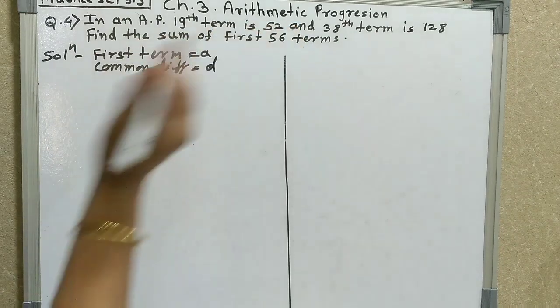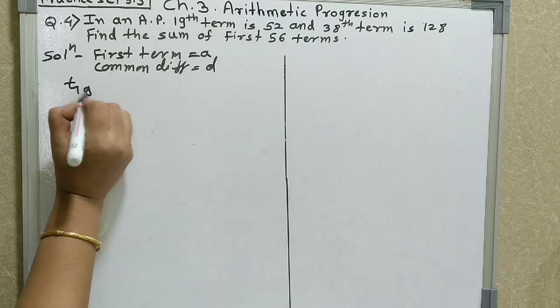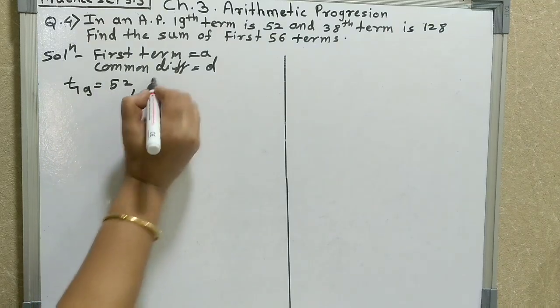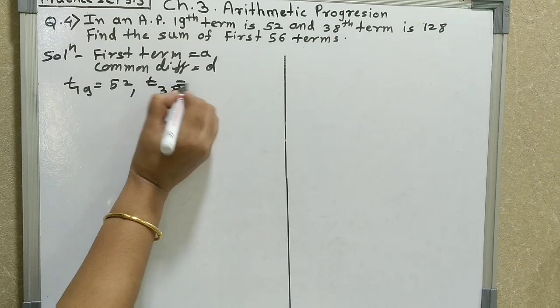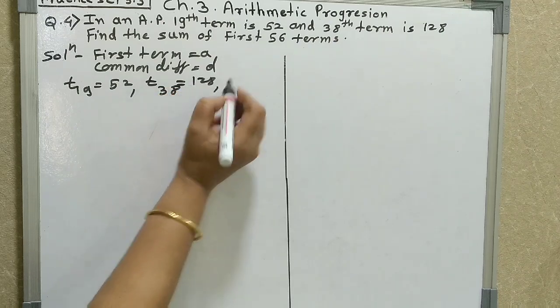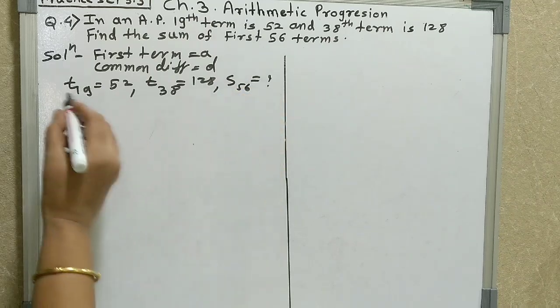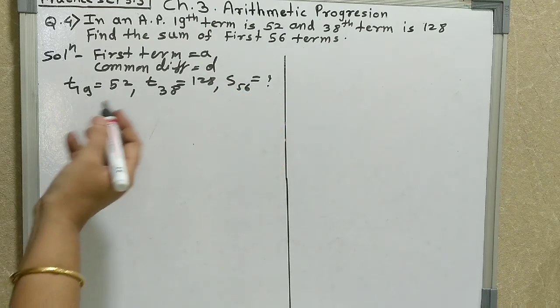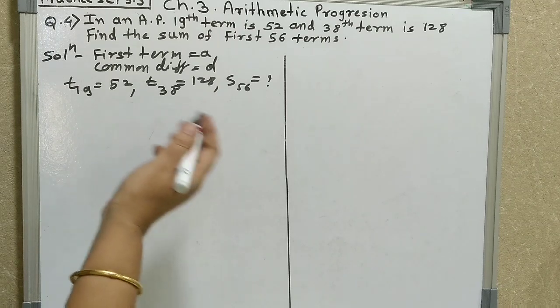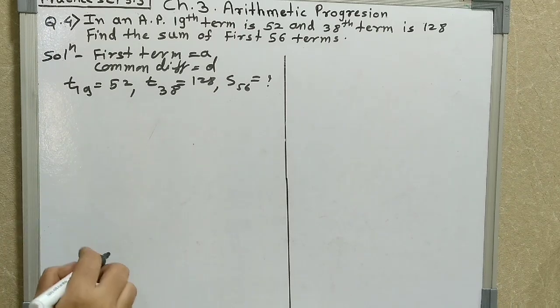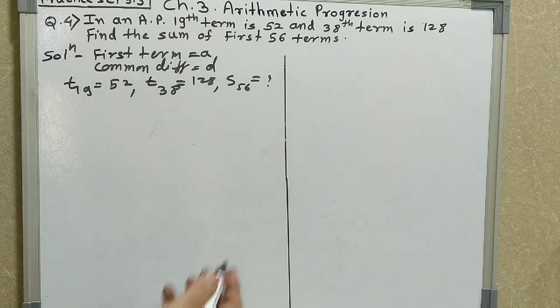Now, what is given in this example? T19 is equal to 52 and T38 is equal to 128. We have to find S56. In this example, we don't know the first term or the common difference. So first we find the first term and common difference with the help of the Tn formula, and then put those values in the Sn formula.